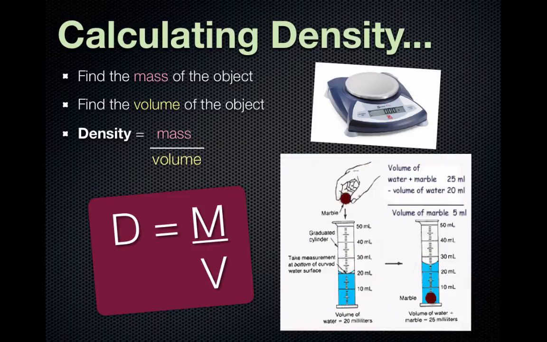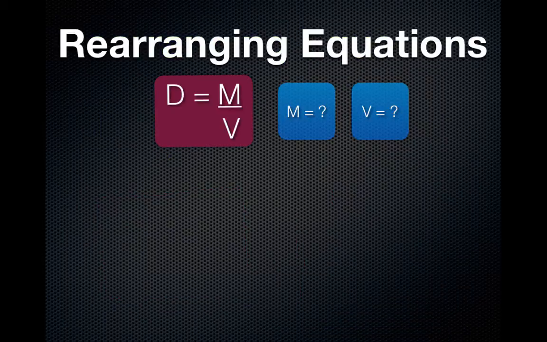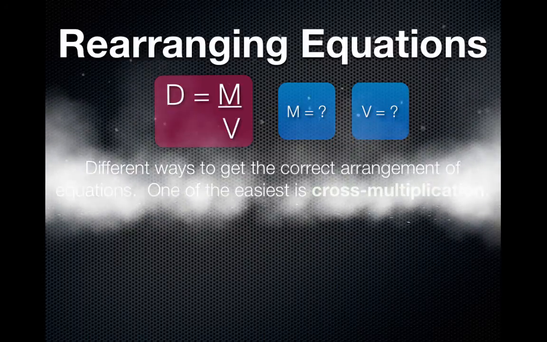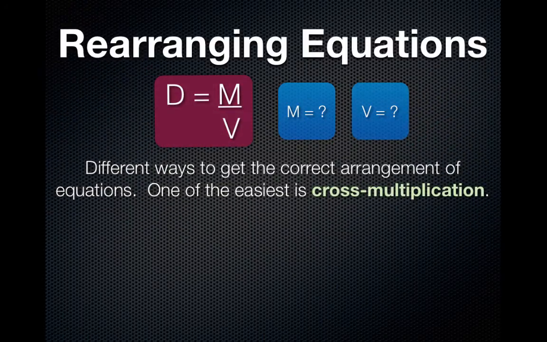The equation for density is D equals m over v. Density is equal to mass divided by volume. You need to be able to manipulate the equation D equals m over v so that you could solve for m and that you could solve for v. There are different ways that you can get the correct arrangement of equations. One of the easiest I find is cross multiplication.